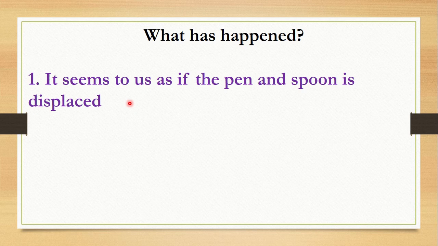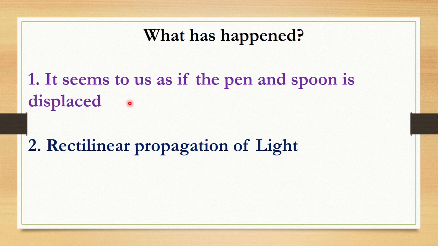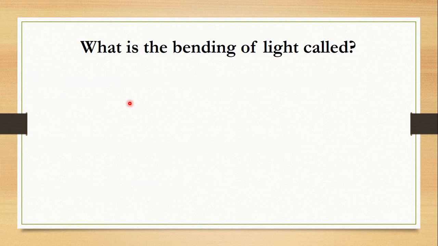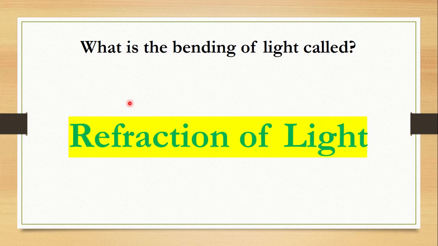Yes, it seems to us as if the pen and the spoon are displaced. We have studied about the rectilinear propagation of light. And what is it? Yes, it means that the light travels in a straight line in a medium. So that "in a medium" is the thing that we have never considered. But what is happening here is the bending of light. But what is the bending of light called? Yes, it is the refraction of light.